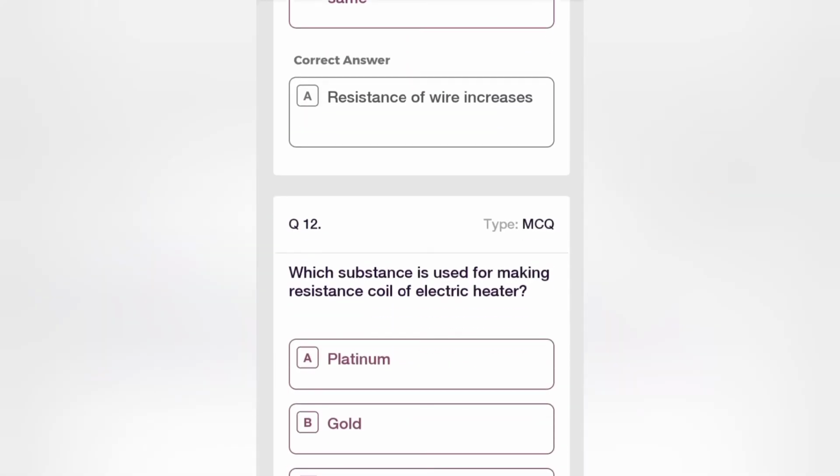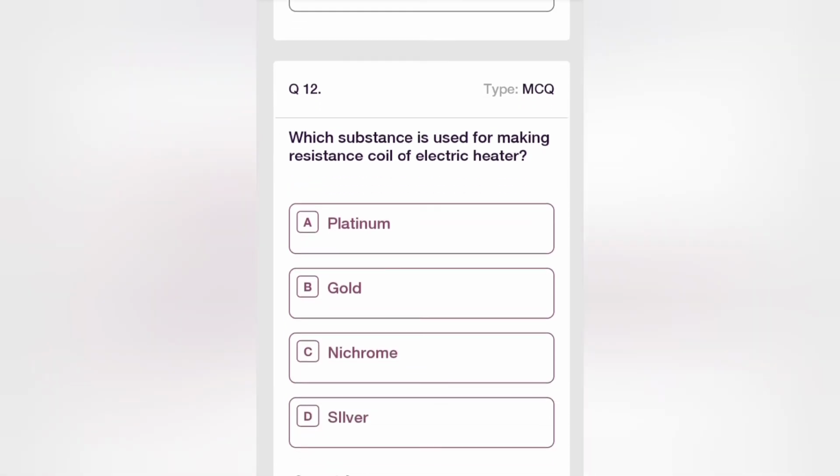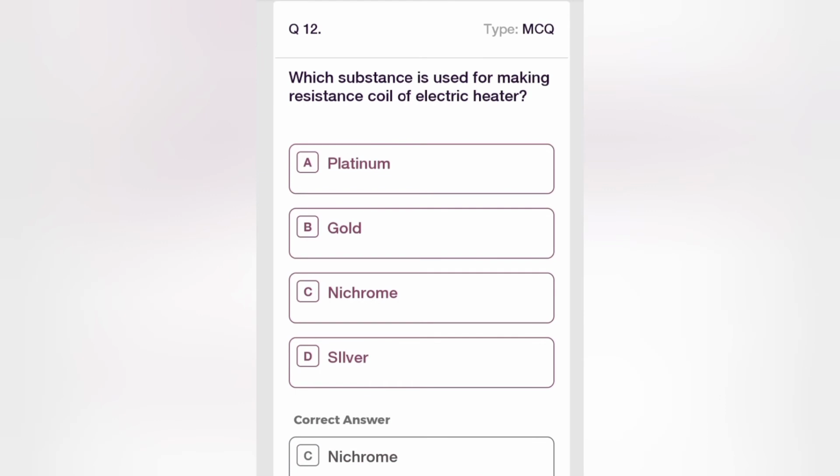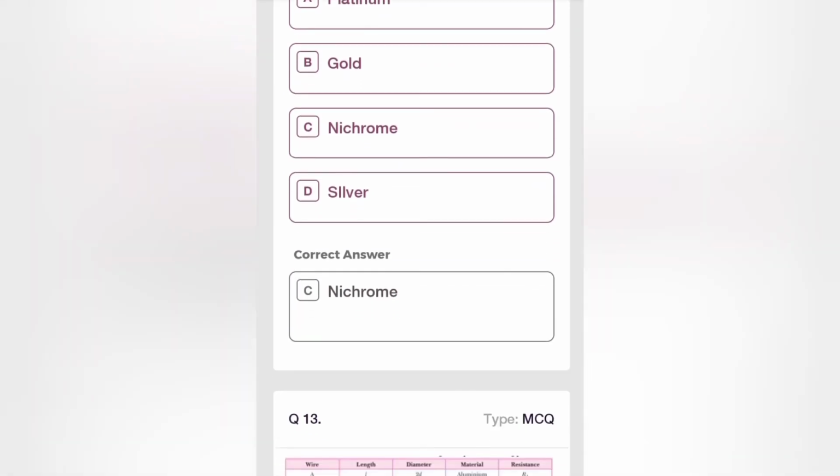Which substance is used for making resistance coil of electric heater? Platinum? No. Gold? No. Nichrome? Yes. Silver? No. Nichrome is an alloy which has high resistance and high melting point. So it's an alloy, so we can use nichrome.